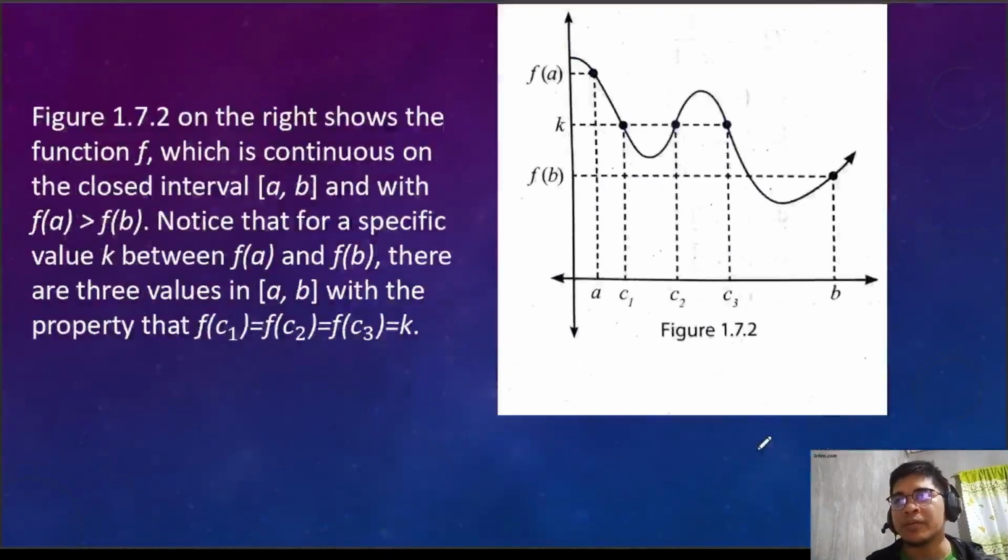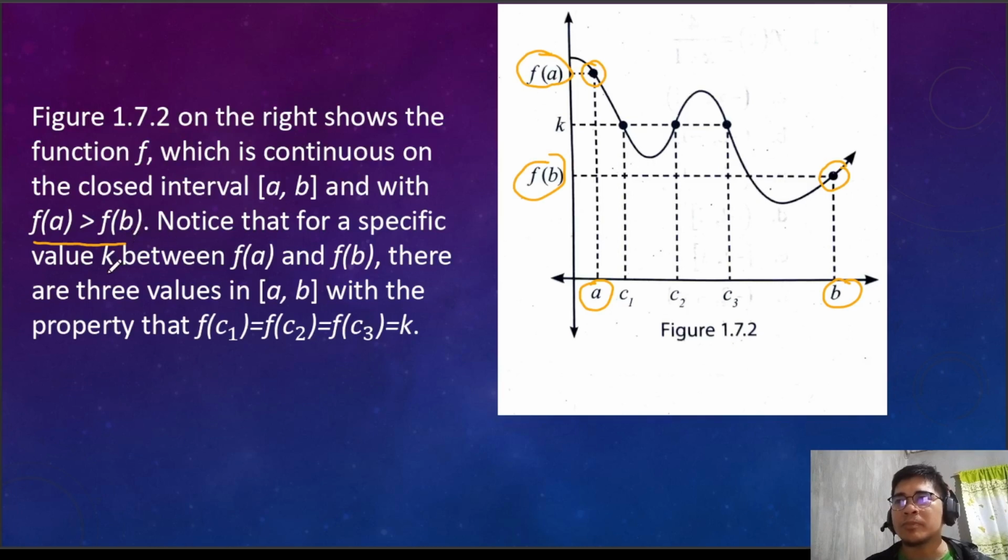So to make it clear, we have this illustration. Figure 1.7.2 on the right shows the function f, which is continuous on the closed interval a and b, with f of a and f of b. Take note that our f of a is bigger than our f of b. This is our f of a. The f of b is here. So, meaning, f of a is greater than f of b.